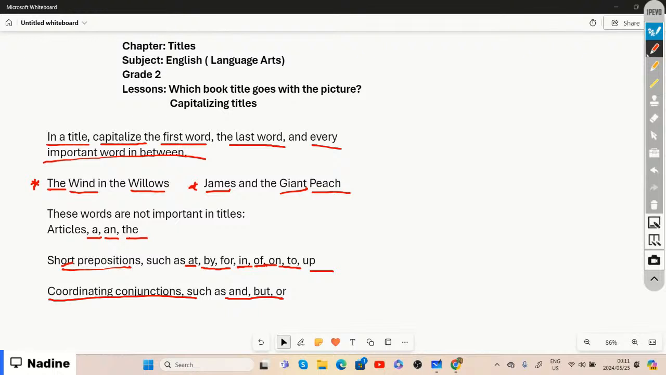Yes, that is correct, guys. That is correct. So basically, within the title of a book or the title of a story, those words are not that important. And we see that only if these words are the start of the sentence do we capitalize them.